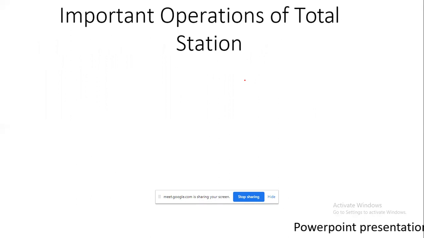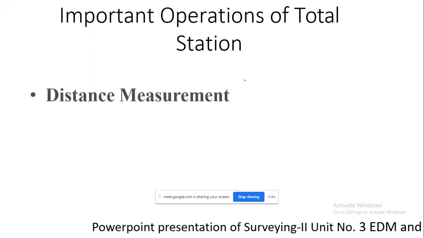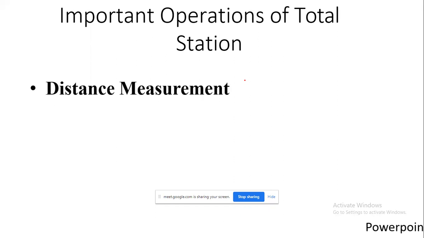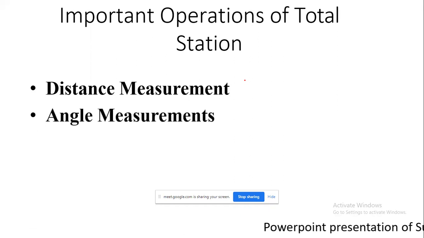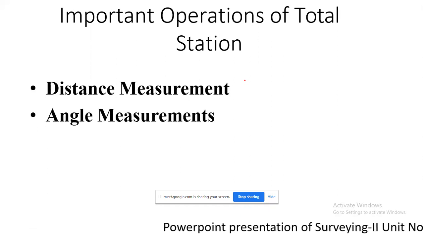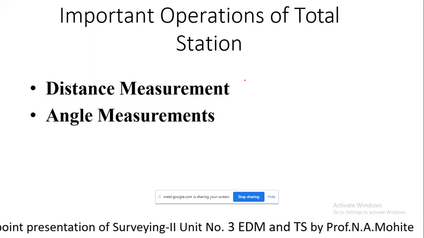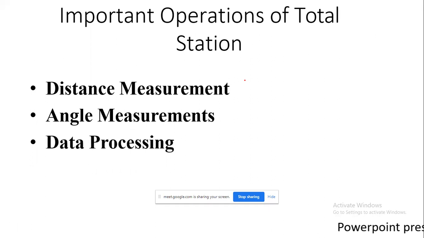Now we'll see the important operations of the total station. Distance measurement, which might be horizontal or vertical distance. Next, angle measurements, which similarly might be horizontal angle, vertical angle or bearing. Then data processing.